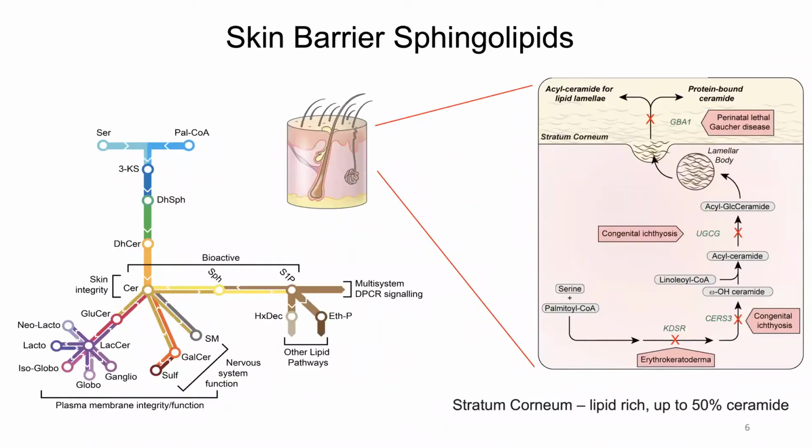Another tissue that's enriched in sphingolipids is the skin, especially the stratum corneum, which is lipid-rich, up to 50% ceramide, and this forms the epidermal barrier layer that's key for life. It's produced by special ceramides that are omega-hydroxylated and derivatized with linoleic acid, and form lipid lamella in the outer layers of the skin that are important to produce the barrier layer that's essential for life.